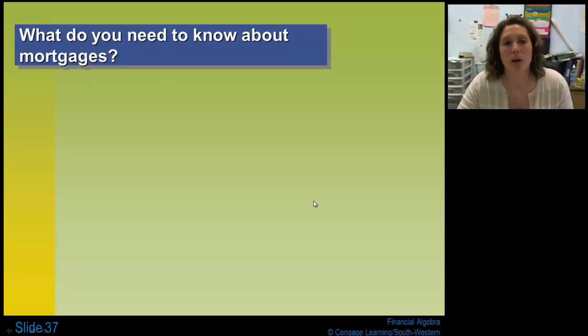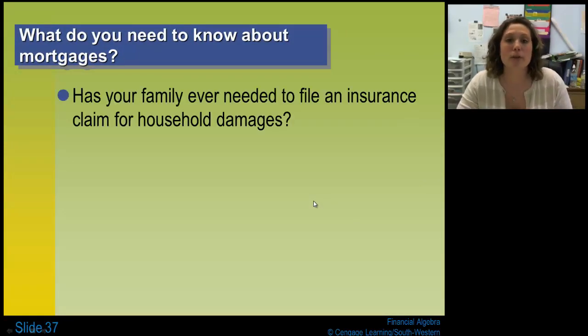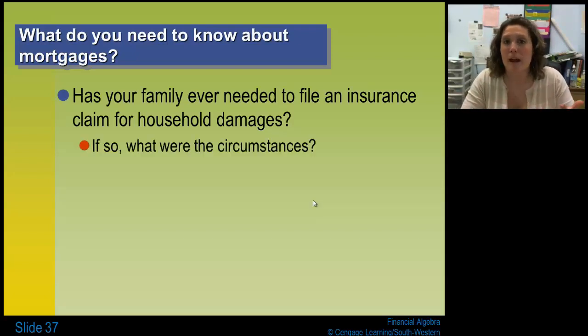What do you need to know about mortgages? So has your family ever needed to file an insurance claim for household damages? So was there a fire? Was it broken into? Did they ever have to file an insurance claim? If so, what were the circumstances? So what was it? Why did they have to file an insurance claim?